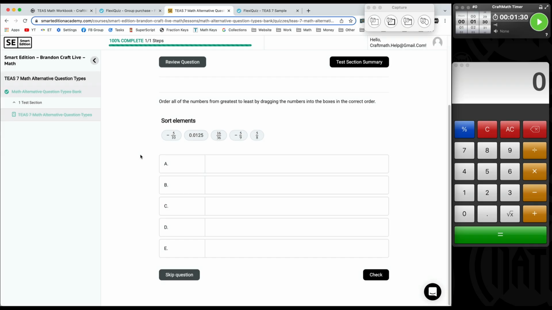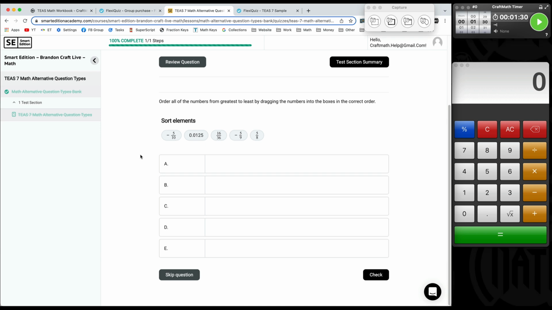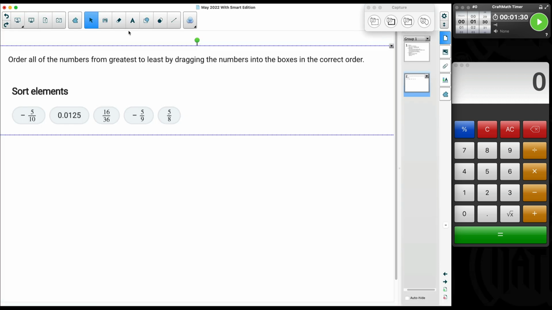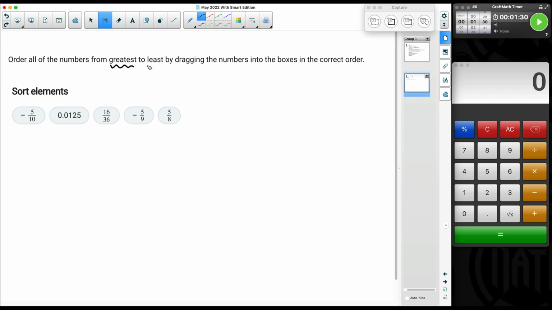This is from Smart Editions, and this is the new drag and drop, put them in order. But y'all, if you're taking the T6, you're still going to have to pick multiple choice answers for questions that are asking you to put numbers in a certain order. But this is T6 and T7. We want to put these numbers from greatest to least.